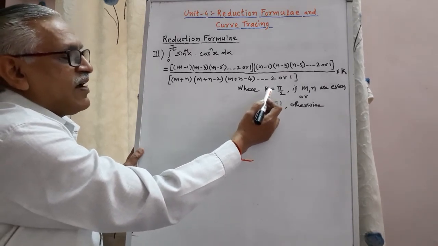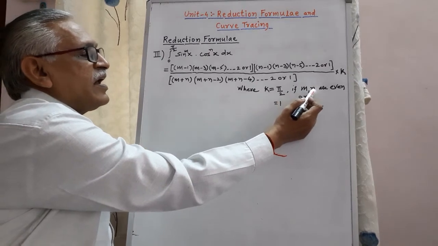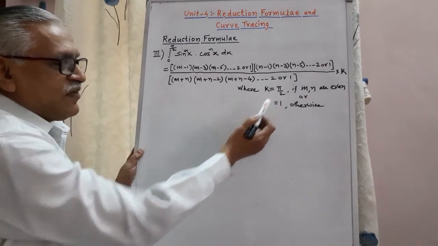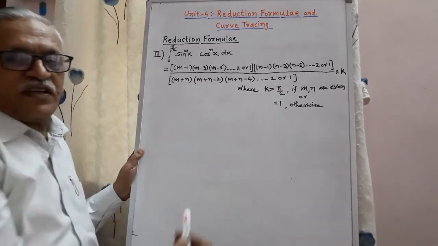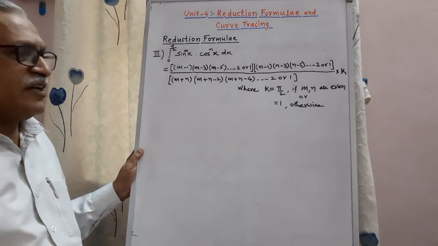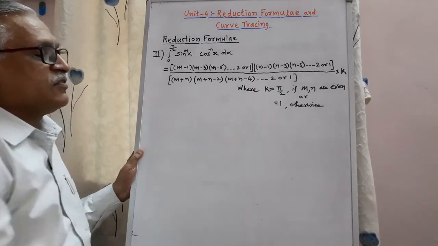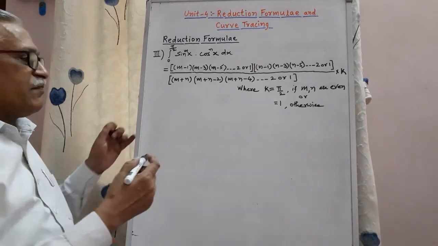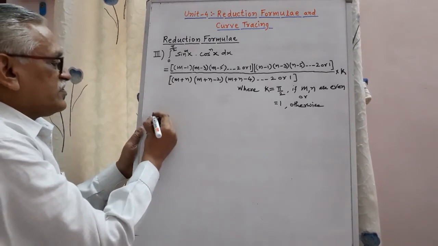We have to consider the value of k as pi by 2 if both m and n are even. In that case only we consider the value of k as pi by 2. Otherwise, consider the value of k as 1. Otherwise means if any one of them is odd, we have to consider the value of k as 1. Let us see some simple examples of how we can use this result.